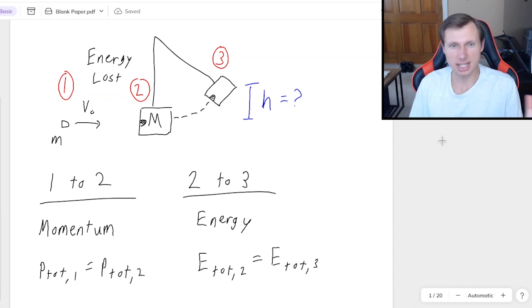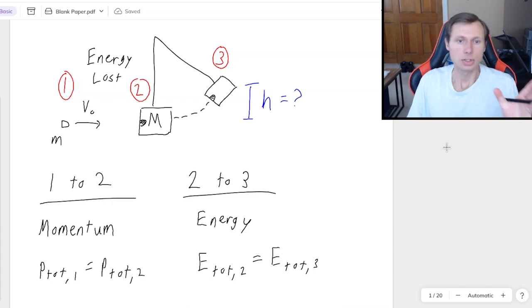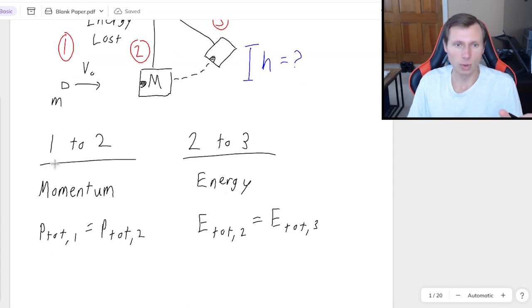And if it doesn't make sense what I just said, then just rewatch that part a couple times. And if it still doesn't make sense, just memorize what I'm doing here, because it's the same thing every time with this problem. So technically it doesn't matter if I do 1 to 2 first or 2 to 3 first. I'm going to do 1 to 2 first with momentum.